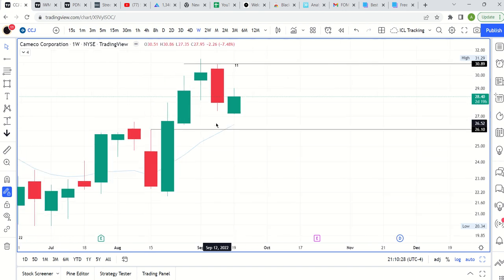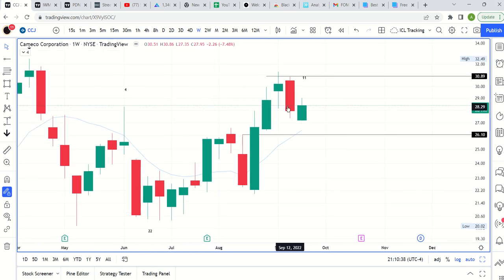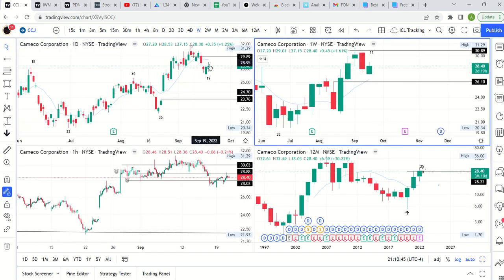If you've ever traded anything, you know how frustrating that is, to be stopped out and have it go in the other direction. And that's part of the reason why this thing works, because you end up getting people chasing. And so that will potentially take us to 30.86. Now, we would look at the lower time frames for signals of that.